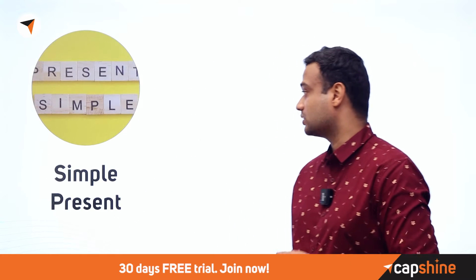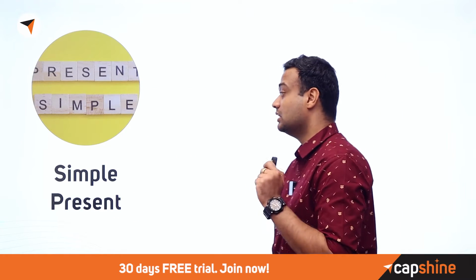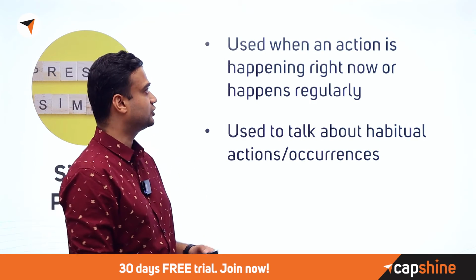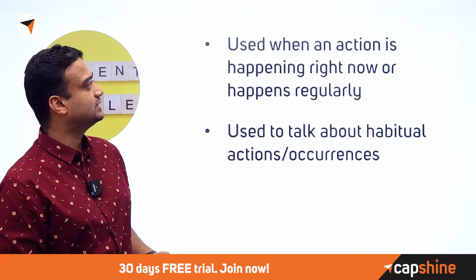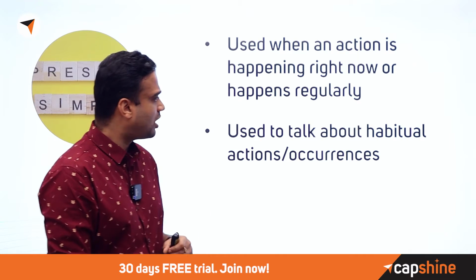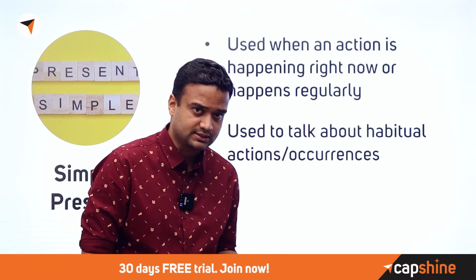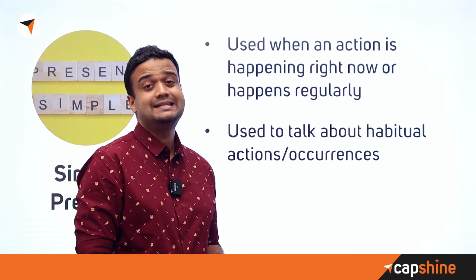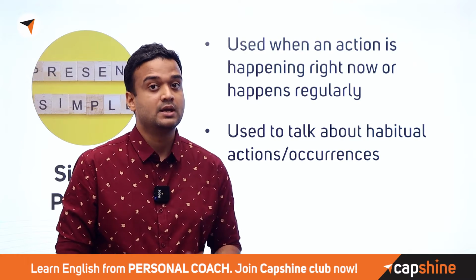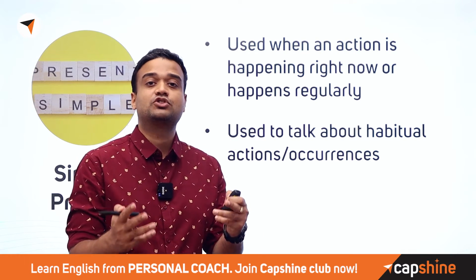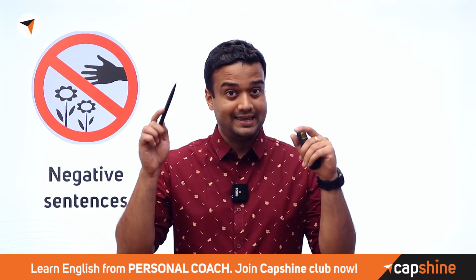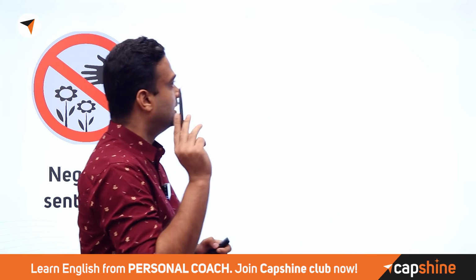Let's talk about what the simple present tense does in general. So they do two functions. They could be used when an action is happening right now or it happens regularly. They could also be used to talk about habitual actions and occurrences. We explained this quite in detail in part 1 of this video. Do check that out if you haven't already. While we spoke about simple constructions, let's delve into negative sentences in this particular one.